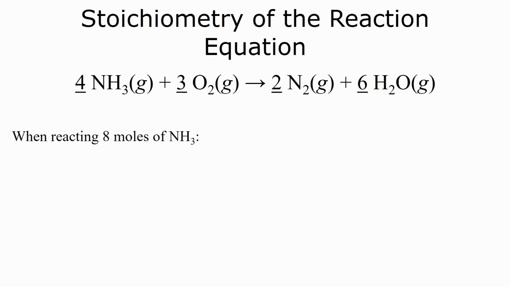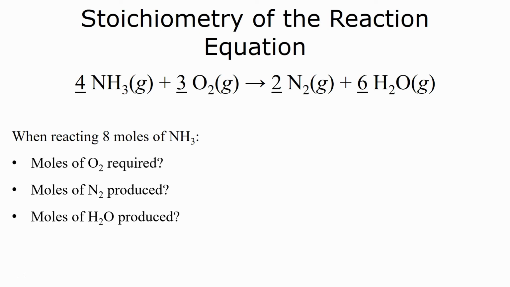However, we're not always going to be reacting these exact quantities. For example, if we want to react 8 moles of ammonia, we need to know how many moles of oxygen are required, and how many moles of nitrogen and water are produced. In this example, this is very obvious because we've simply doubled the amount of ammonia, which means we're going to double the amount of oxygen, nitrogen, and water. But we're going to use dimensional analysis and the stoichiometric ratios to be absolutely sure, because it's not always going to be this simple.